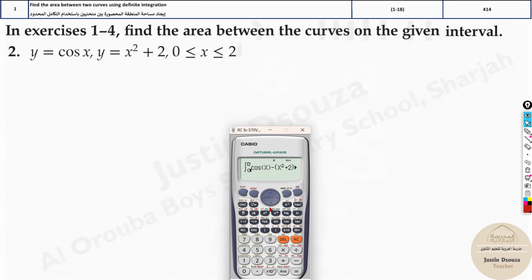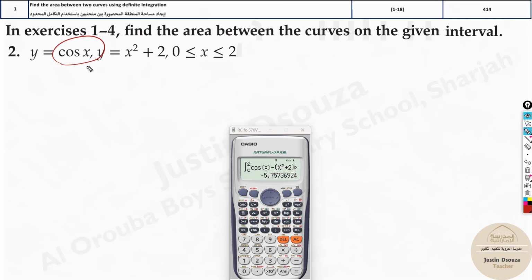And over here, the limits are 0 to 2. Now, will I get the answer if I press equal to? This is the wrong answer. Why? Because we have a trigonometric function, shift the mode to radian. That is shift mode and press 4. Now it's in radian. You can see the R symbol shows it's radian. This is the answer. But now what's the problem? I got a negative answer. Why?